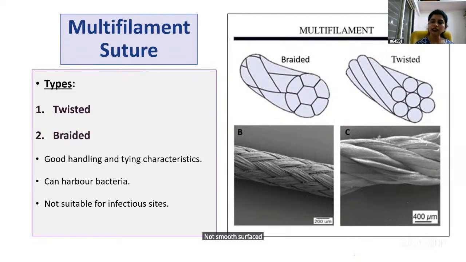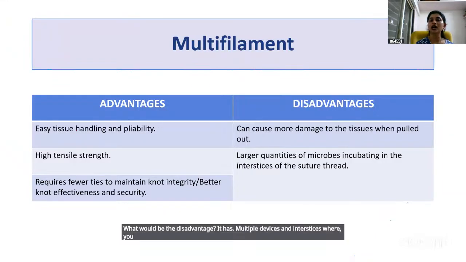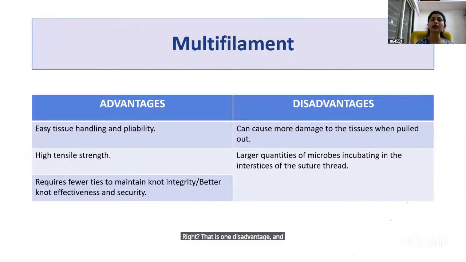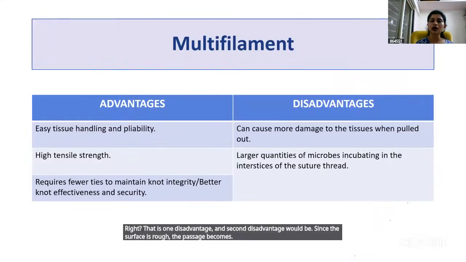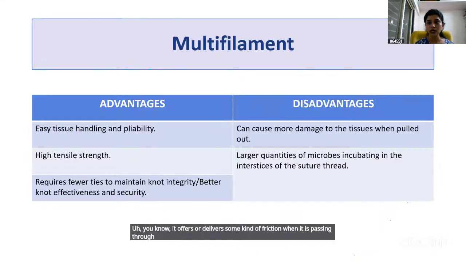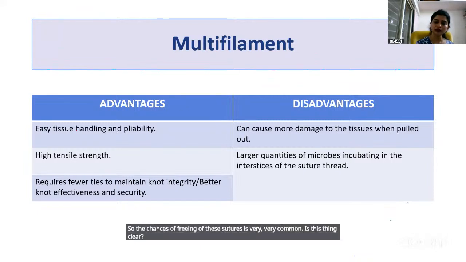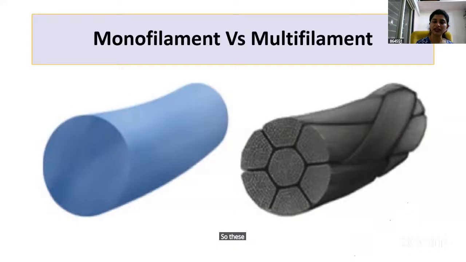On the other hand, what would be the disadvantages of the same? It has multiple crevices and interstices where the bacteria can go and harbor and settle, right? That is one disadvantage. And the second disadvantage would be, since the surface is rough, it offers or delivers some kind of friction when it is passing through the tissues. So the chances of fraying of these sutures is very, very common. Is this thing clear? So these concepts should be very clear.